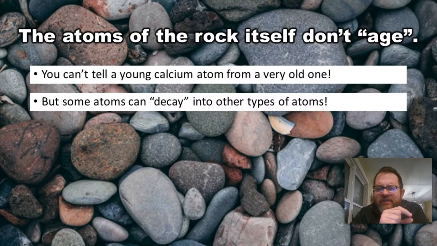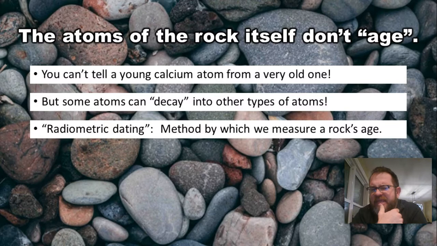Some of the atoms in the rocks will be of types that can decay. When they decay into a new material, by how much of that new material there is, or how much of the original material we lost, we can figure out how old the rock is. This whole process is a key vocabulary word in the goals of the course called radiometric dating. It's the process by which we measure a rock's age based on radioactive decay of certain isotopes in the rock.